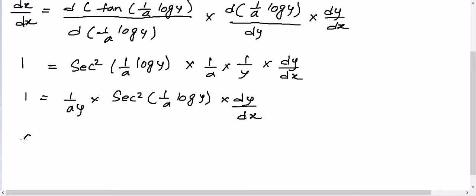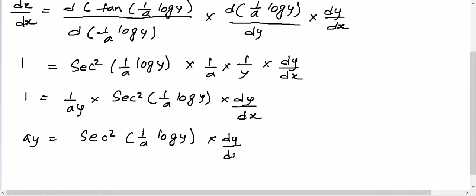and dividing both sides by ay, guys, we'll have ay on the left and sec square of 1 by a log y into dy by dx on the left side. Good. So we'll mark this as first equation. We'll be needing it later.